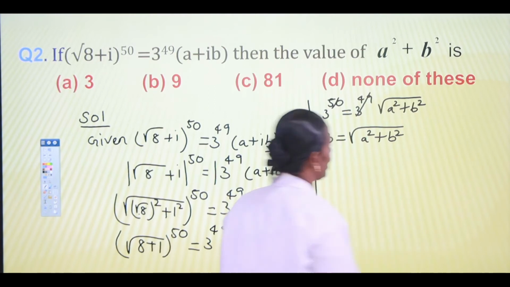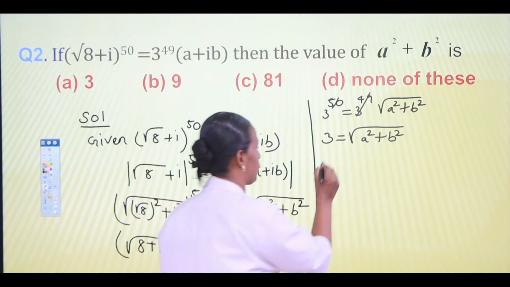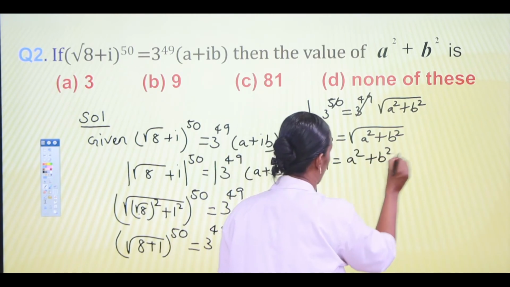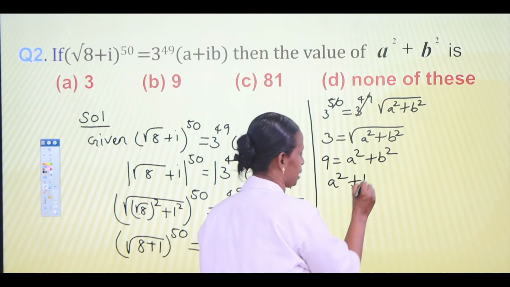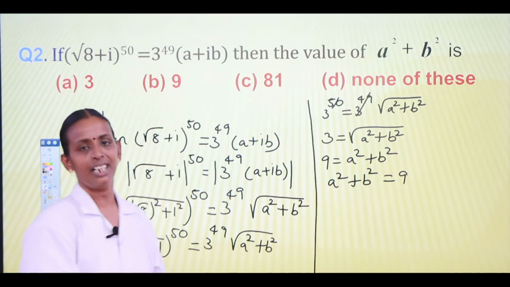We want to find the value of a square plus b square. Therefore, squaring on both sides, what will happen? 9 equals a square plus b square. Therefore the value of a square plus b square is nothing but 9. So option B is your correct answer.